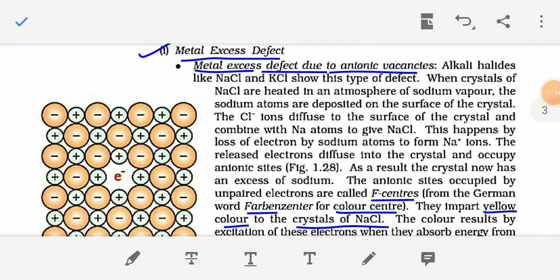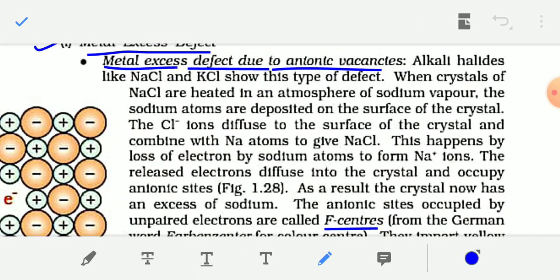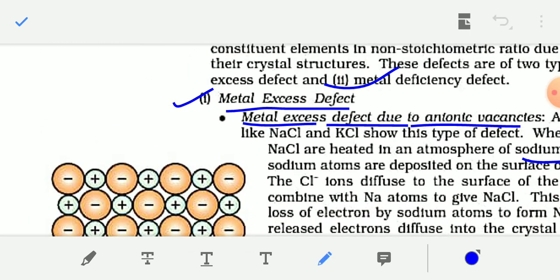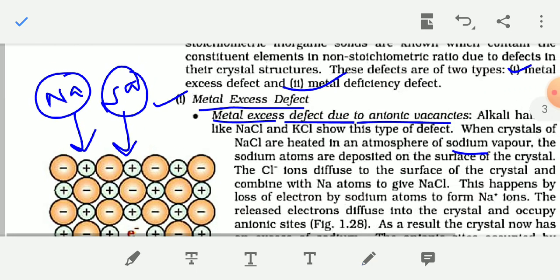Alkali halides like NaCl, KCl show this type of defect when crystals of NaCl are heated in an atmosphere of sodium vapor. When a crystal of sodium chloride is heated in the presence of sodium vapor, the sodium atoms from the sodium vapor are deposited on the surface of the sodium chloride crystal. This is the sodium chloride crystal, and above it there are some sodium atoms in the vapor state.